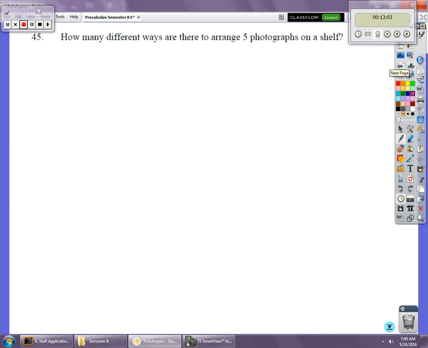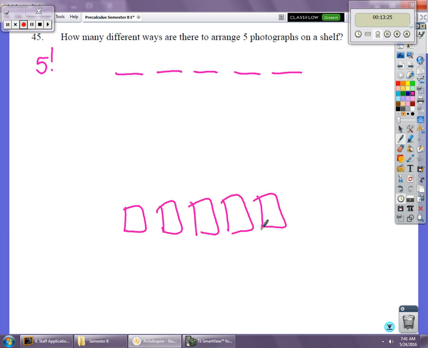How many different ways are there to arrange 5 photographs on a shelf? So I've got 5 photographs, and here's my beautiful shelf, and I want to put the photos in. This one is actually pretty easy to do with factorial. Because if you think about it, you've got these 5 pictures to choose from. You have 5 choices for the first option. Any of the 5 I want. So let's say I chose this one.